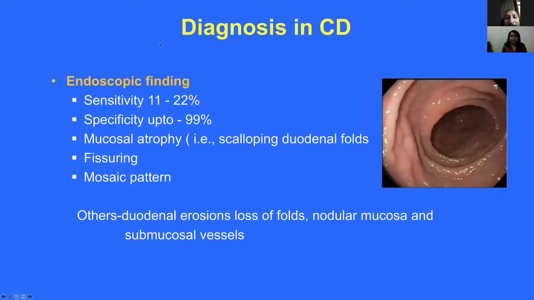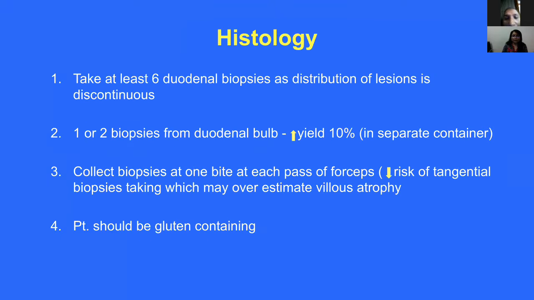What do we see on endoscopy in patients with celiac disease? The endoscopic findings are not so sensitive, but specificity is to the tune of 99%. Patients can have mucosal atrophy, fissuring, and mosaic pattern, which can be seen in this diagram. Other features are also there: loss of duodenal folds, nodular mucosa, submucosal folds. But these are only visual impressions. We must take biopsies to diagnose patients with celiac disease.